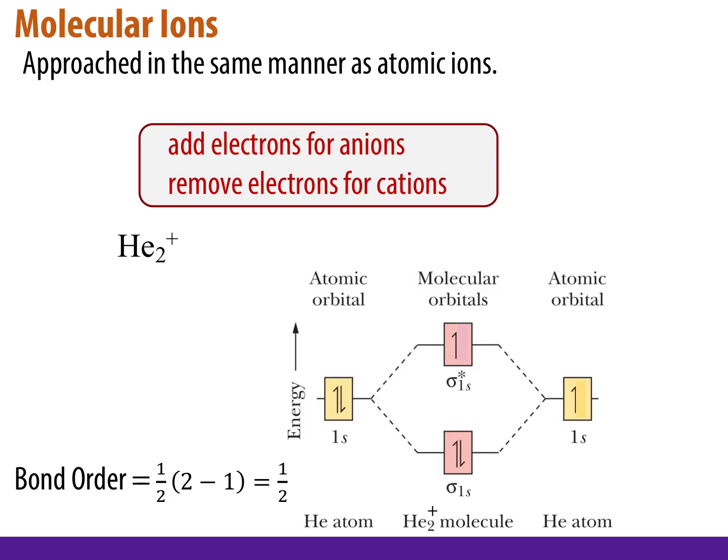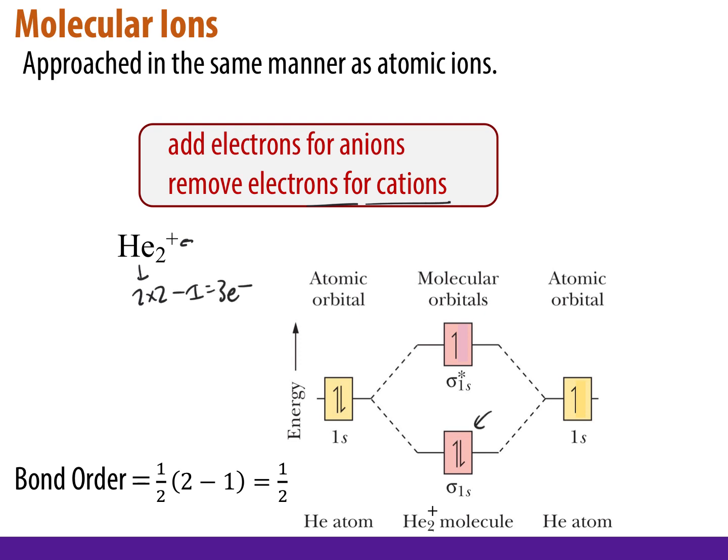Now, one of the really great things about molecular orbital theory is that ions work the exact same way, and we don't have anything really new to do. All we have to do is use the same diagram and add electrons for anions, remove electrons for cations. So for He2+, the only thing that's different is when we count the electrons: 2 times 2 is 4 electrons for He2, but I have to remove 1 electron for the +1 charge, so it's just 3 electrons.